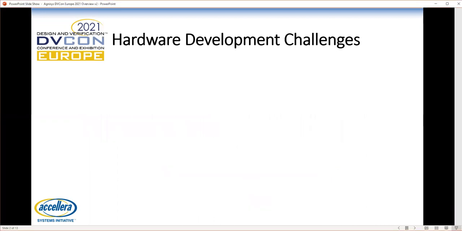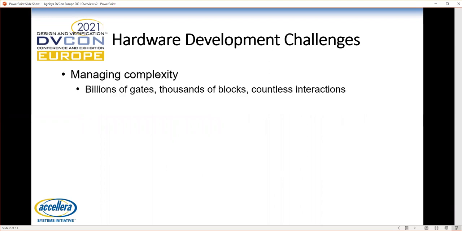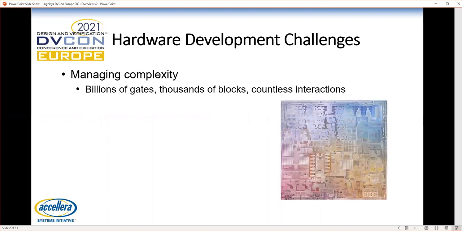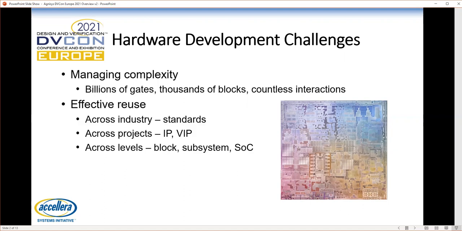There are many challenges in the development of today's large, complex IP blocks and huge SoCs. The complexity and the sheer size are definitely one of the problems. There are literally billions of gates, thousands of blocks, and countless interconnections among them that make up a modern SoC. Even the individual IP blocks are very complex.